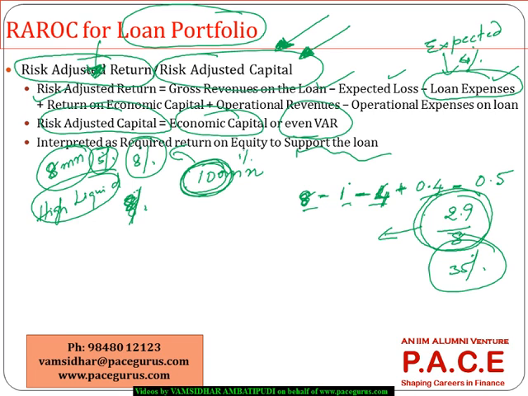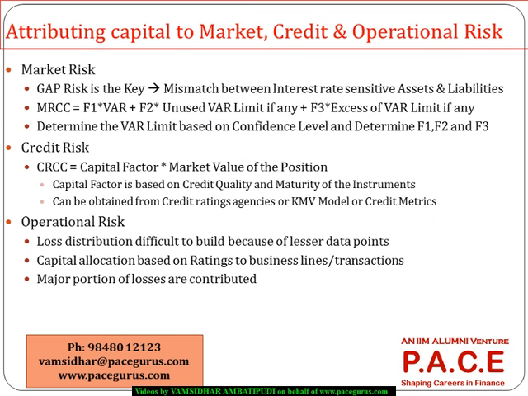So that is how I compute risk adjusted rate of return for equity, for a loan kind of portfolio. Now the biggest challenge comes, especially if I have to allocate the individual risk, right? Individual risk as a risk adjusted capital. If I have to allocate to each of the risk types, how well can I do it.